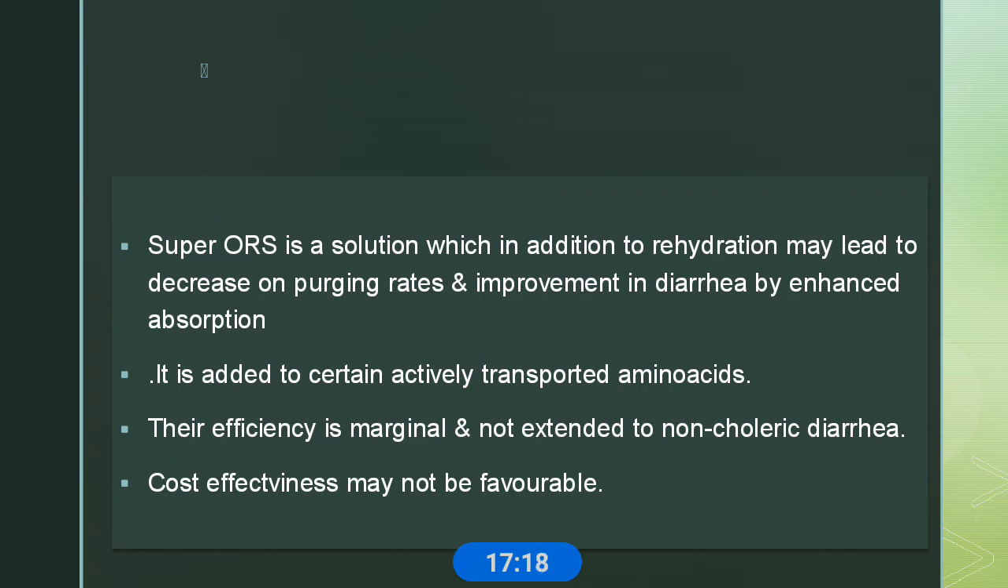It is added to certain actively transported amino acids. The efficiency is marginal and is not extended to non-cholera diarrhea. The cost effectiveness may not be favorable.